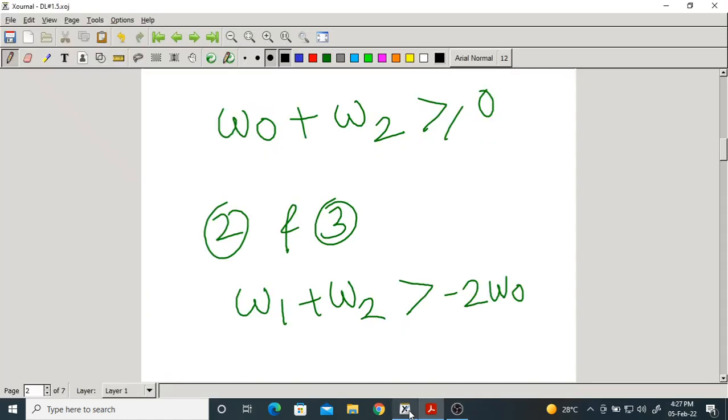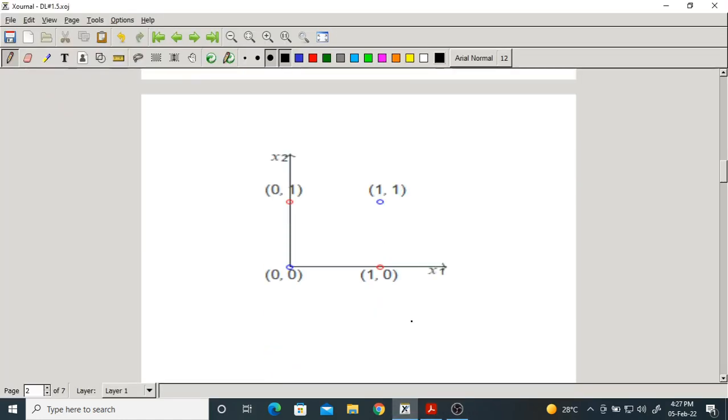Okay, in the figure, what have I drawn? I have drawn the 4 points. So when the input is 0, 0, output is 0. When the input is 1, 1, output is 0. Okay. Now in the same way, here what do you get? When the input is 1, 0, output is 1. So here output is 1.